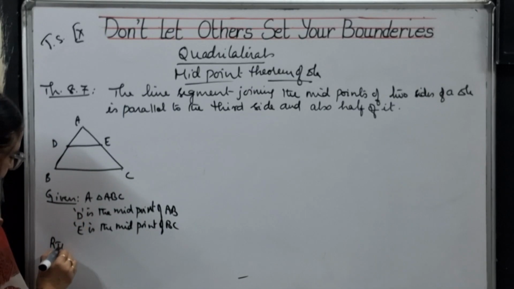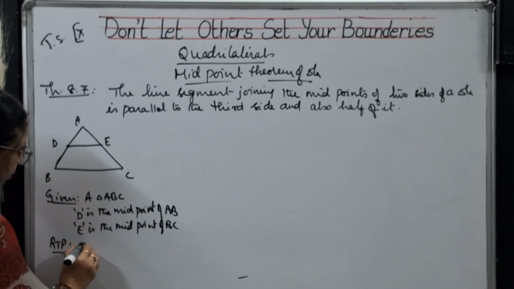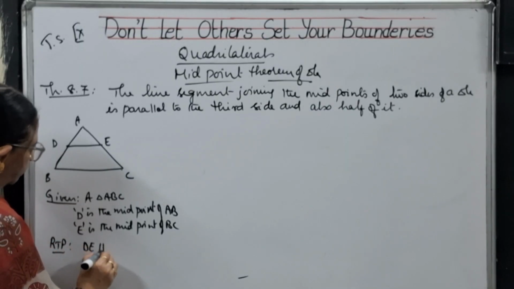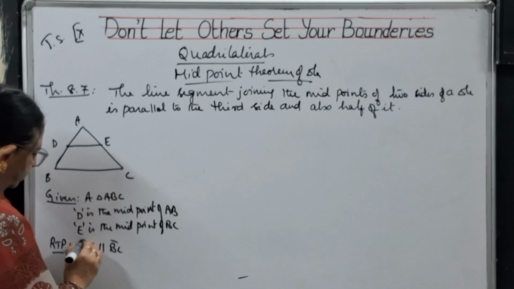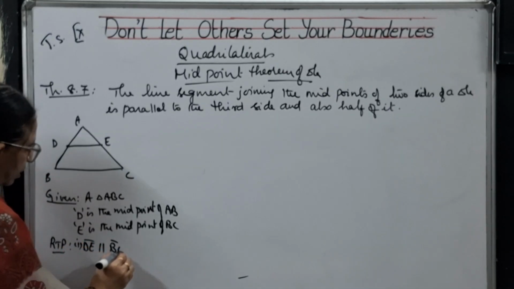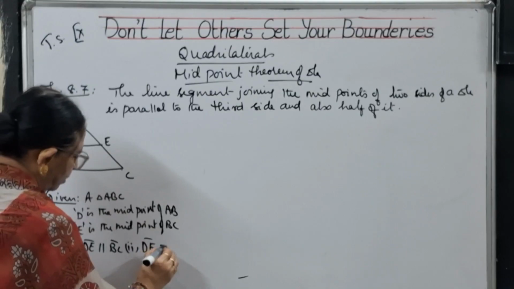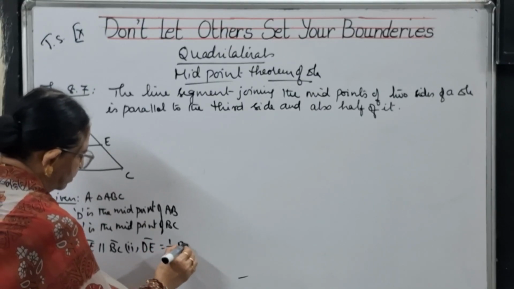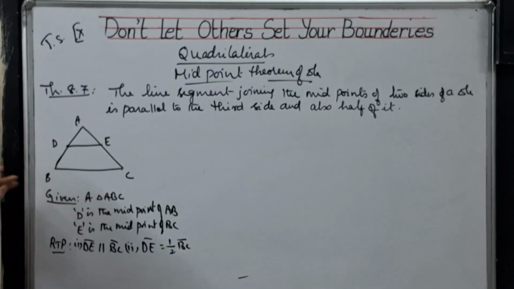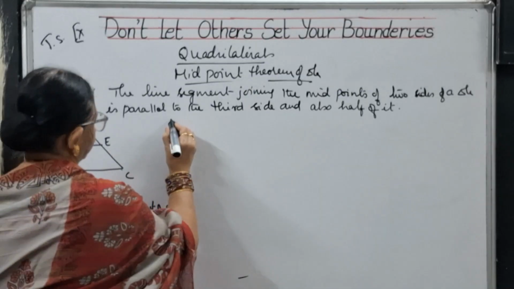What is RTP? What is it that we need to prove? DE is parallel to BC. This is the first bit. And the second bit is DE is half of BC. So a line joining the midpoints of two sides of a triangle is parallel to the third side and also it is half of the third side. This we need to prove. So let us go for the construction.